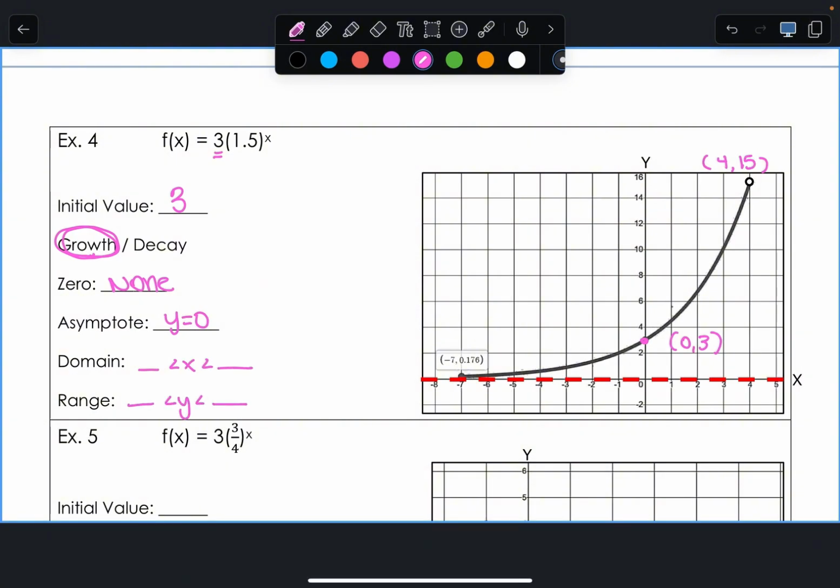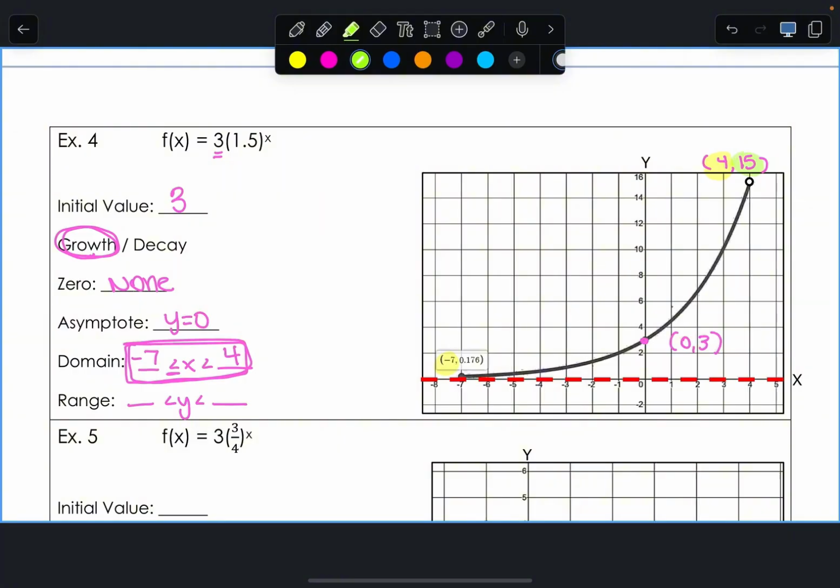What's your smallest x value? And your highest? Which one do you underline? -7. Underline the -7. Leave the 4 alone.